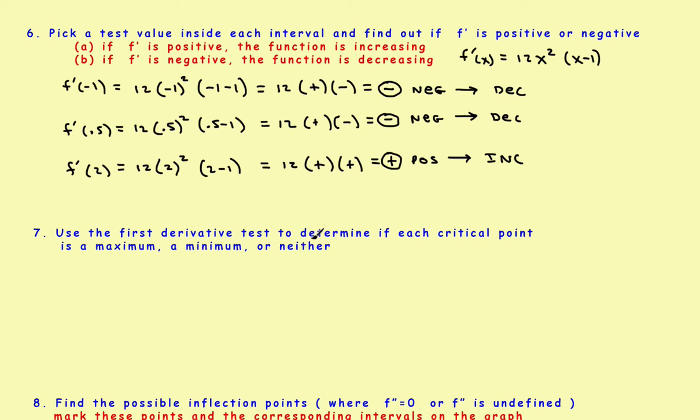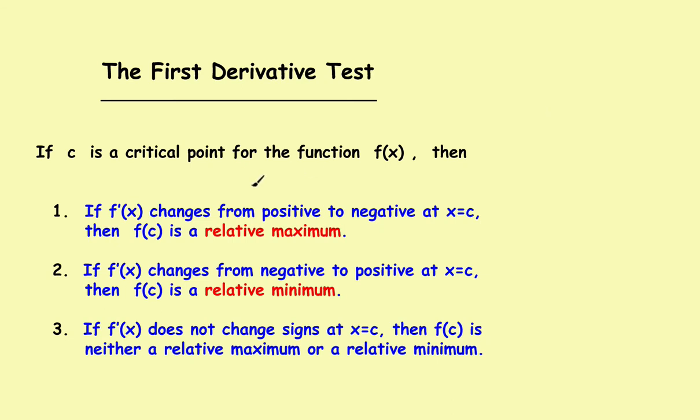Now, if it's been a while since you've done the first derivative test, let's take a quick look just to see what that is. So what the first derivative test says is the following. If you have a critical point, if the derivative changes from positive to negative, in other words, if it goes from increasing to decreasing, you have a relative maximum. If it goes from decreasing to increasing, then you have a relative minimum. And finally, if at a critical point, the derivative does not change signs, then that tells you that that critical point is neither a maximum or a minimum. So it would be neither.